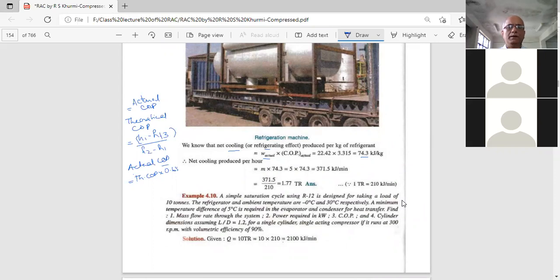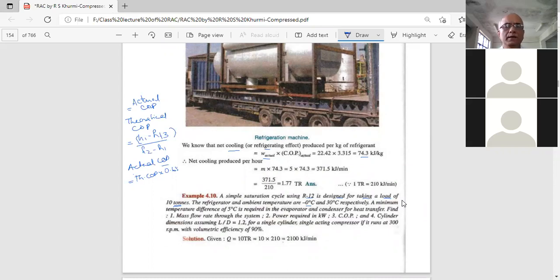A simple saturation cycle using R12 refrigerant is designed for taking a load of 10 tons. The refrigerant and ambient temperatures are minus 0 degrees centigrade and 30 degrees centigrade respectively. So what is given? The total refrigerating load is equal to 10 ton.